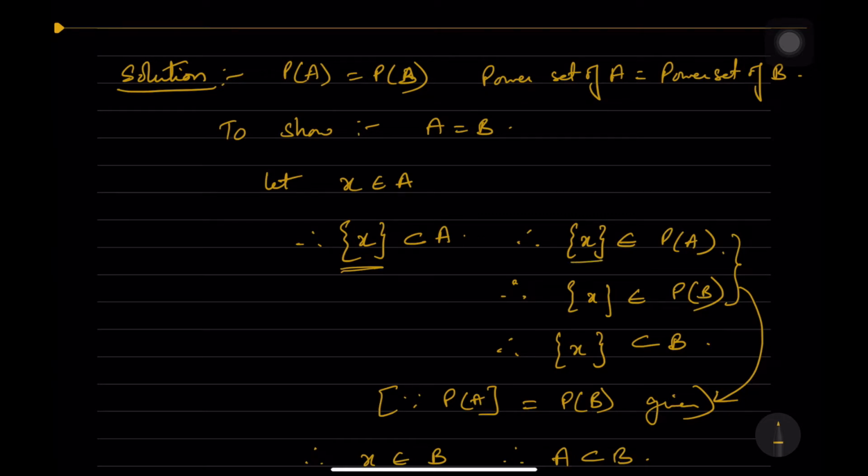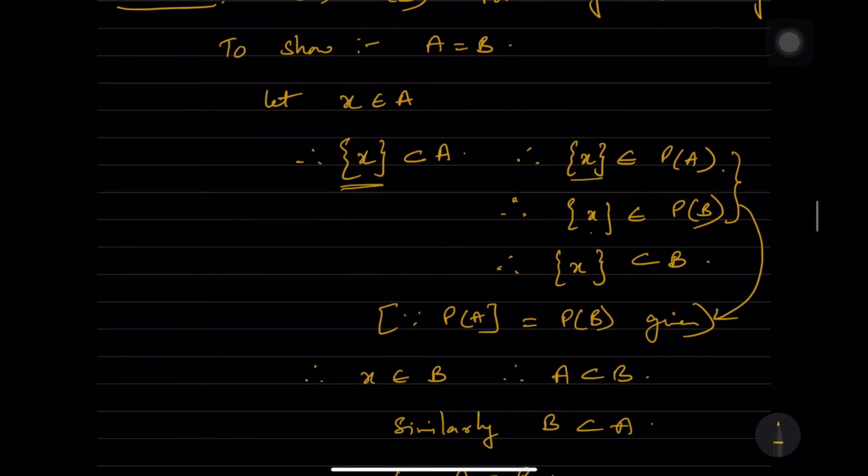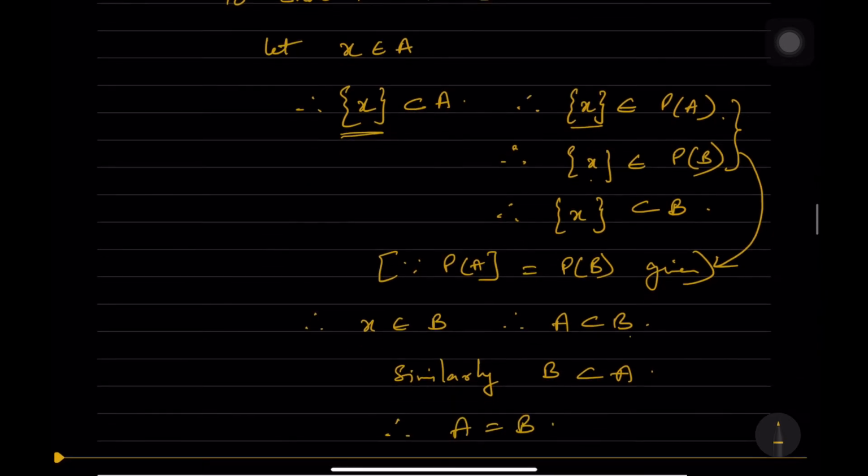Now therefore {x} will also belong to power set of B, since it's given that P of A is equal to P of B. Therefore this set {x} is also a subset of B. Therefore x belongs to B and therefore A is a subset of B. Similarly B is also a subset of A, we can prove. Therefore A is equal to B.